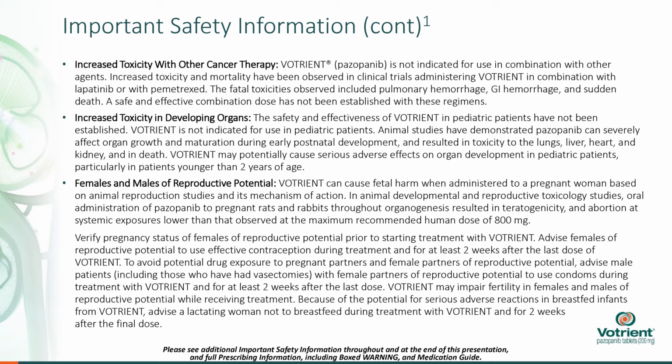Advise females of reproductive potential to use effective contraception during treatment and for at least 2 weeks after the last dose of Votrient. To avoid potential drug exposure to pregnant partners and female partners of reproductive potential, advise male patients, including those who have had vasectomies, with female partners of reproductive potential to use condoms during treatment with Votrient and for at least 2 weeks after the last dose.